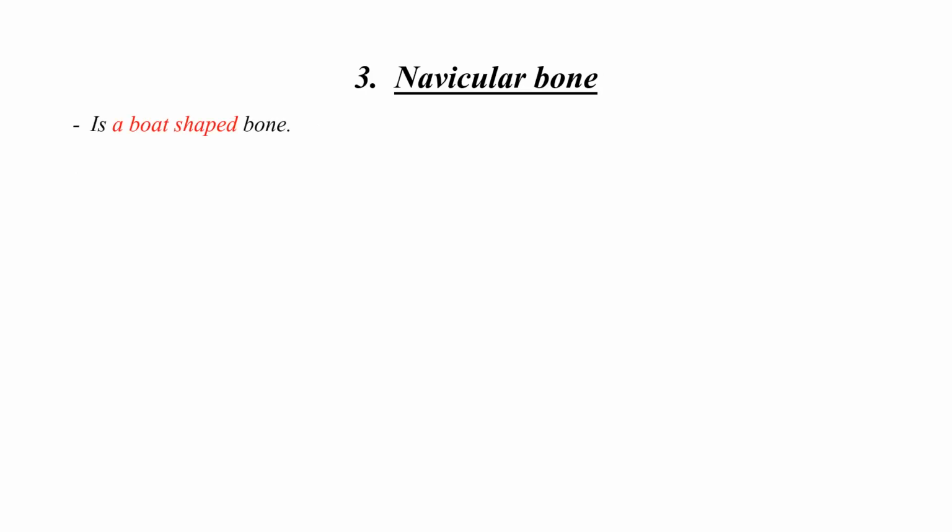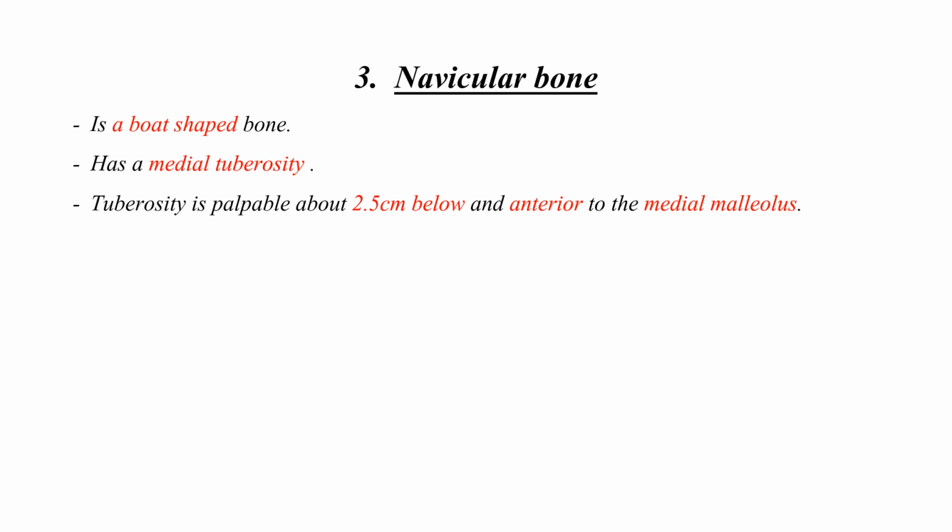Navicular bone. It is a boat-shaped bone. It has a medial tuberosity. This tuberosity is palpable about 2.5 cm below and anterior to the medial malleolus. It gives insertion to the tibialis posterior muscle.